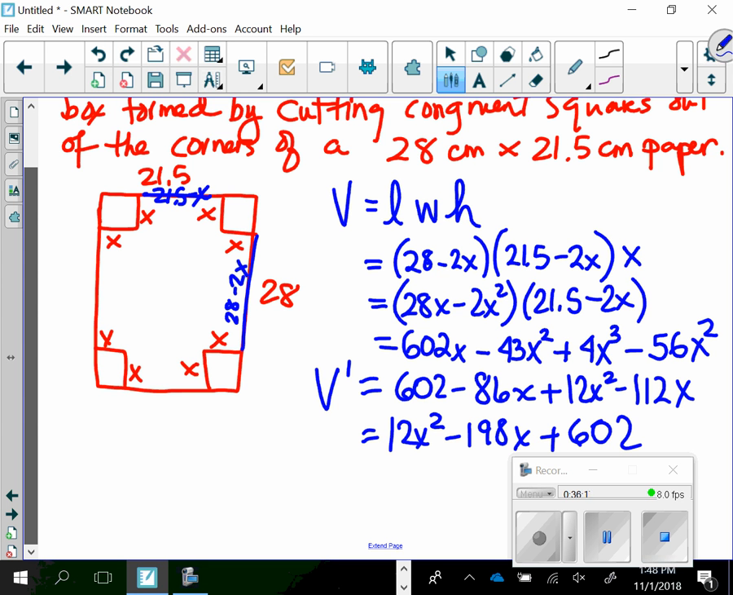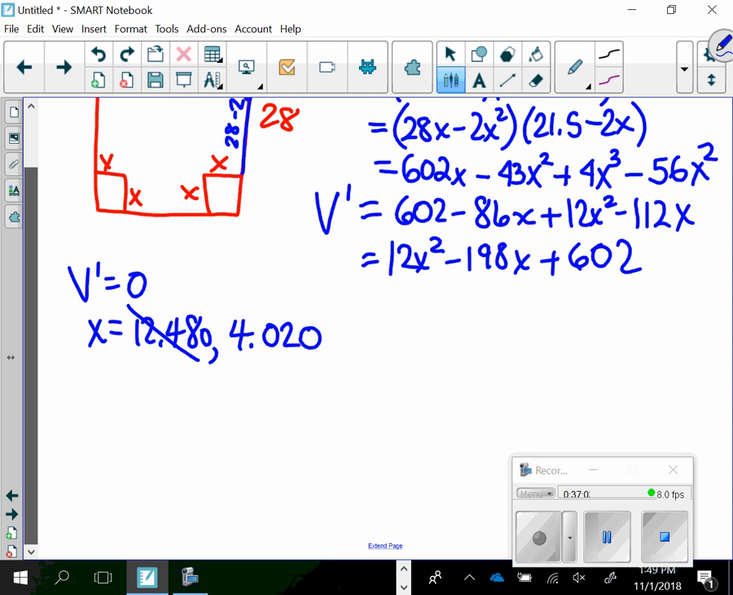Oh, that sucks for you. I need the decimals because clearly we want to see who's the closest here. So x equals, I got 12.48 and 4.020. Now, this one's not a reasonable answer, is it? Because if you take 12 from both sides here, you have less than 21 and a half left. So this is not reasonable, and that happens.